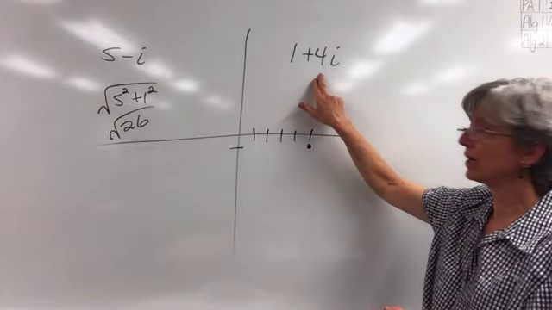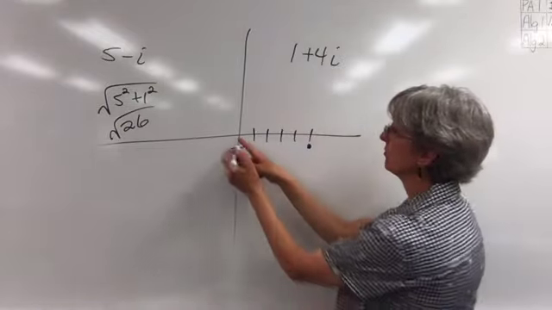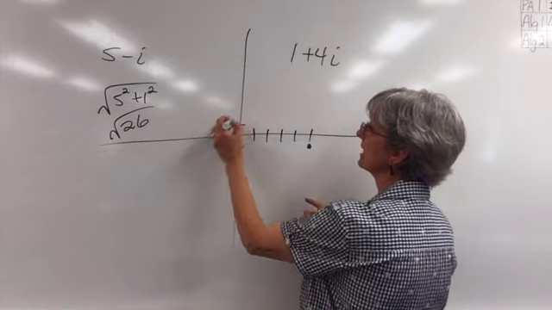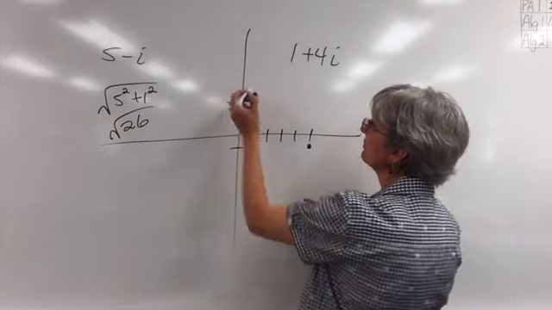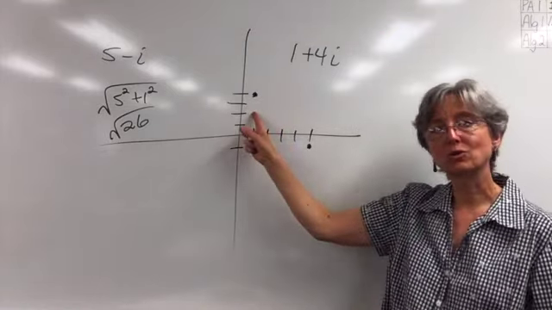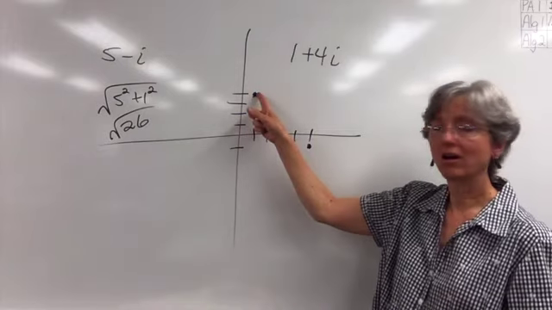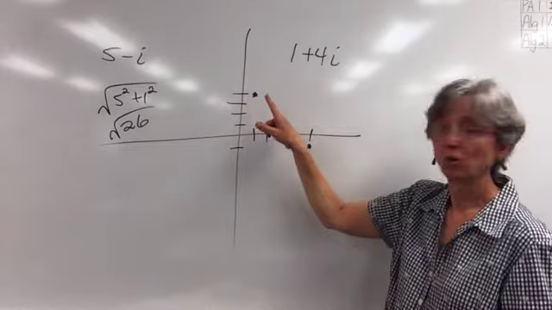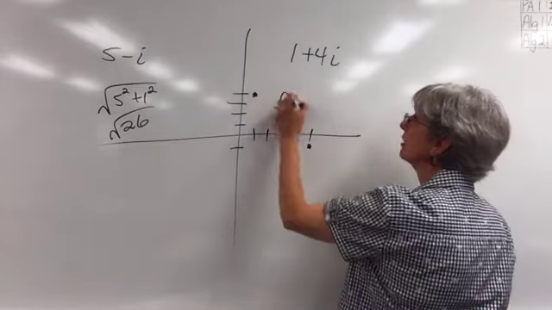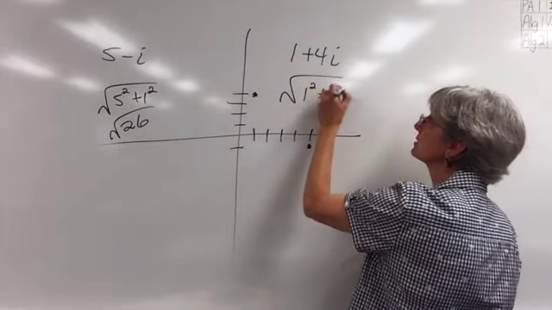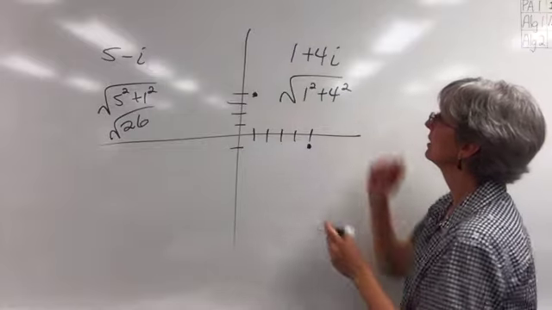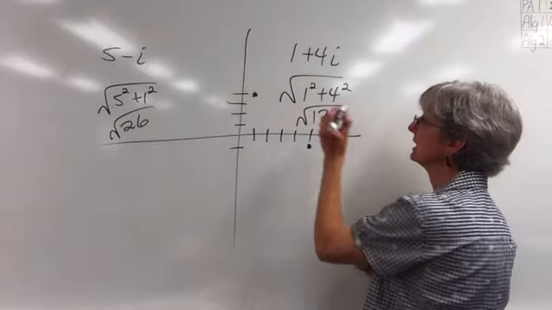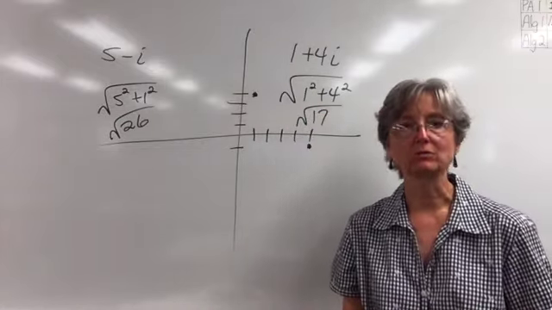This one is 1 plus 4i, so the real portion is 1, that's the x. The y portion is 4. There's where it gets graphed, right there on the complex number plane, the complex plane. What's its absolute value? The square root of 1 squared plus 4 squared, or square root of 17. That's its absolute value.